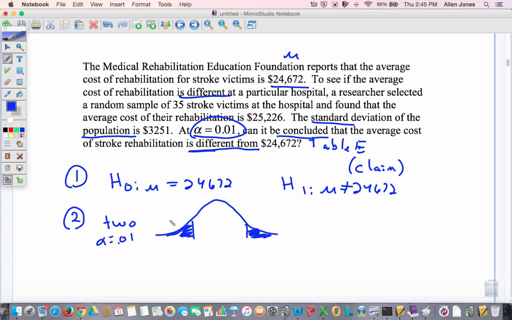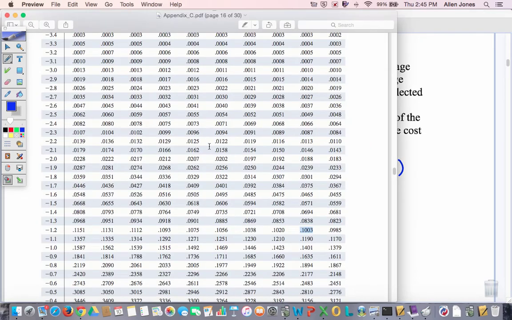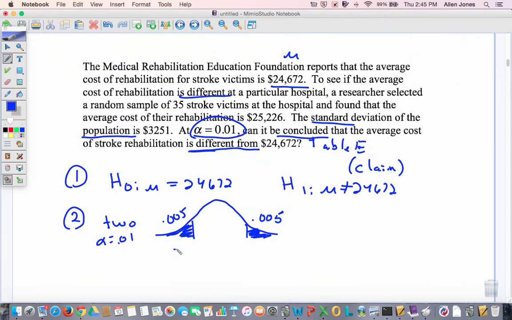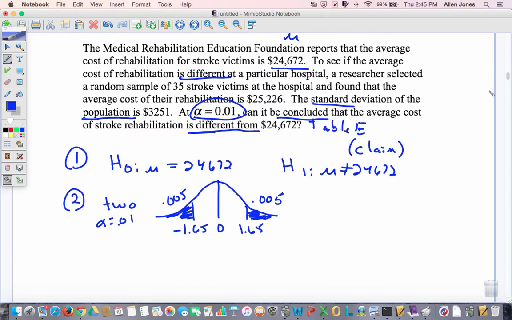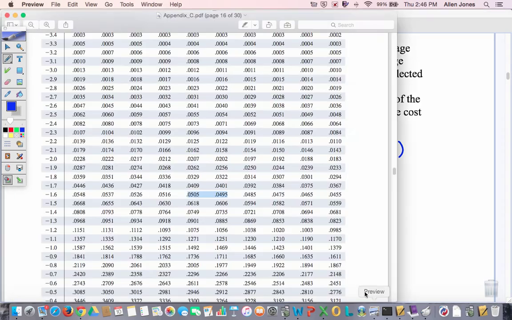So I have an area on this side that's shaded, and I have an area on this side that's shaded. Notice that alpha is 0.01. Since alpha is the area in both tails together, that means I have an area of 0.005 on each side. So I'm going to go to the table this time and look up 0.005, which looks like it's right here. And that score is going to be a negative 1.65. Now the good news is we only have to look it up once because our curve is symmetric. So we have a positive 1.65 on the other side.